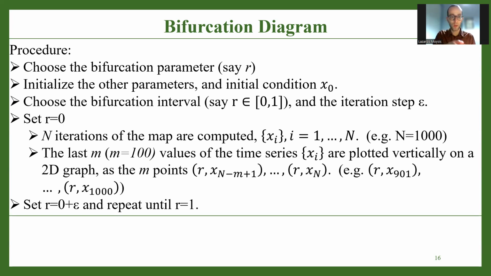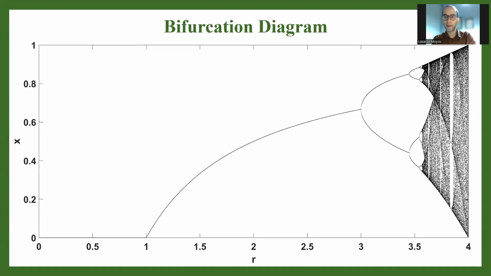So on the graph, we go to this value r equals 0, and we plot vertically the last 100 values of the map. And this will show us if, in these 100 values, we have one repeating value, or two repeating values, or four, or six, or 12 repeating values, or we have 100 different values, which indicates chaotic behavior. Then we increase the parameter r a little bit, and we repeat the for loop until we reach our final value. If we run this code, which by the way is available in the description of the video, we will end up with this great diagram.